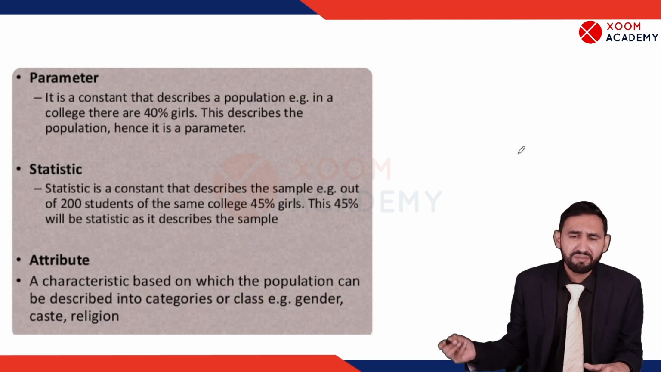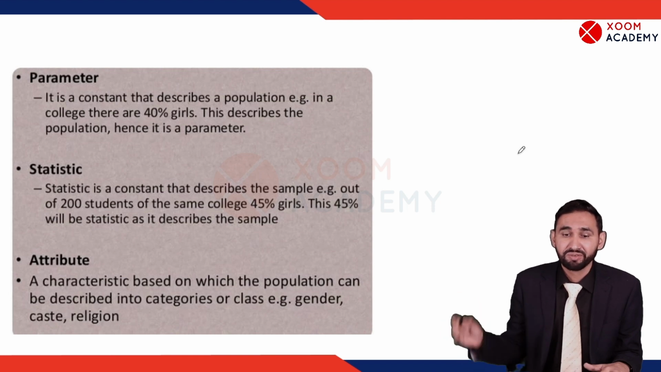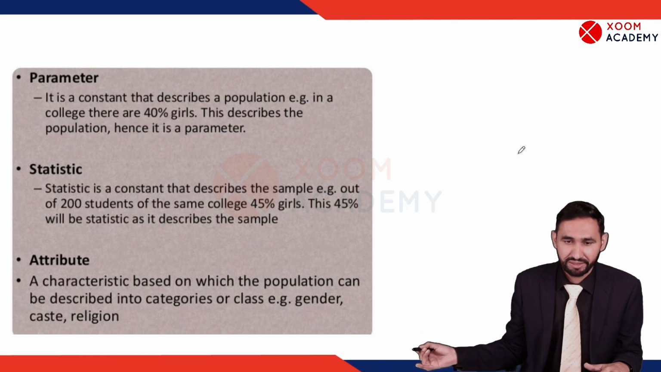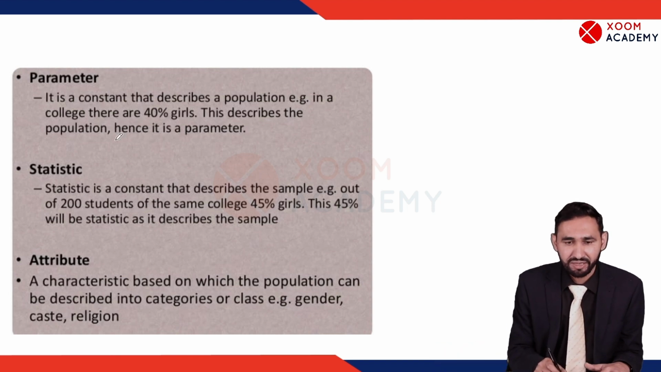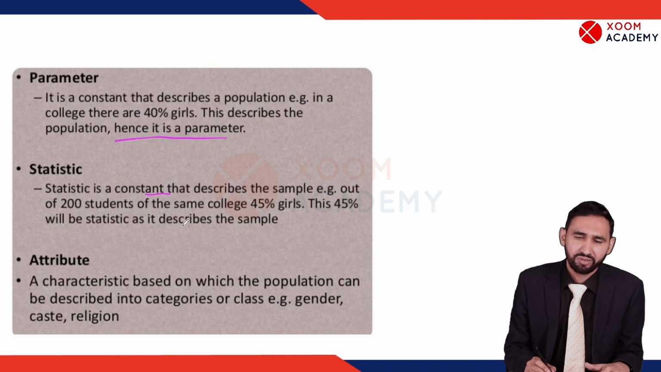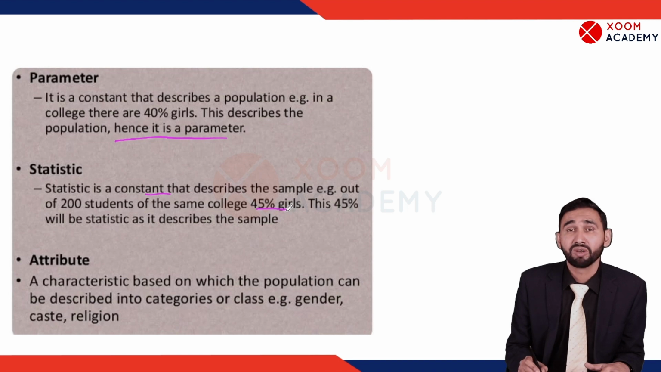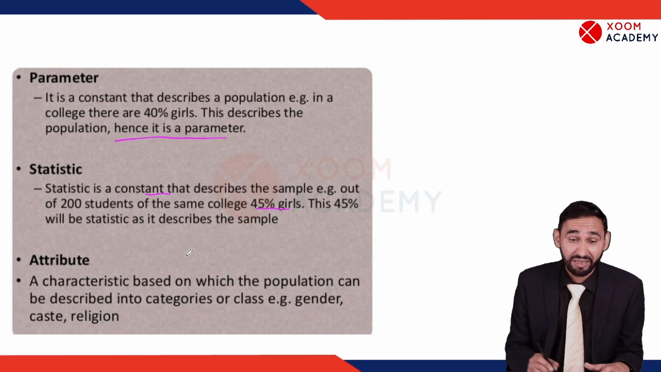There is a term used, parameter. It is a constant that describes the population. Parameters are those which we set in our study that describe our population. Like in a college, there are 40% girls, or we can say that in a college, there are 60% boys. They describe the population. So it's a parameter. What is a statistic? That is a constant that describes the sample. For example, out of 200 students of the same college, there are 45% girls. Or we can say that out of 200 students, there are 55% boys in the college. That is a statistic. That shows some data.